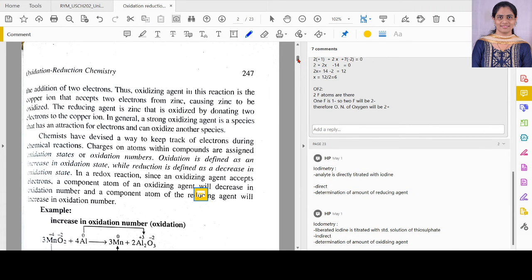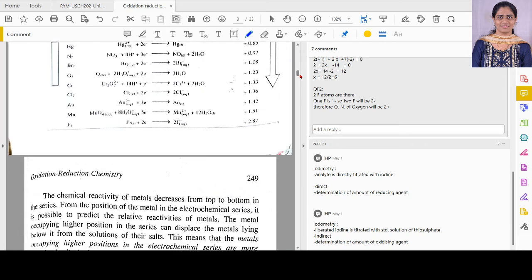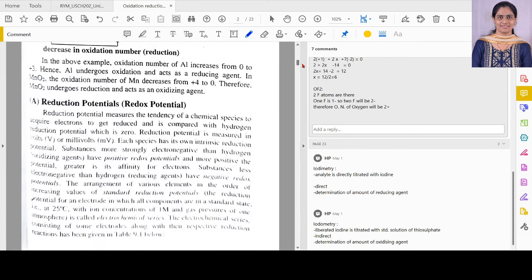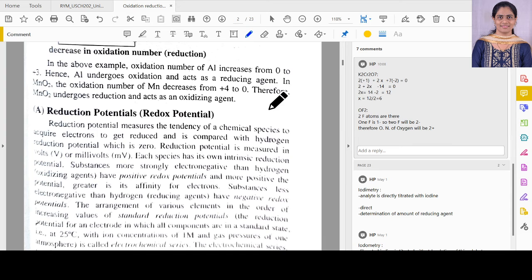Then in this topic we have seen different balancing of reactions. So just go through all the reaction balancing. Electrochemical series हमने देखा था. Electrochemical series is very important. Here many aspects were explained कि substances more strongly electronegative than hydrogen have positive redox potential, more positive potential, greater is its affinity for electron. So in this electrochemical series, if you just summarize together.